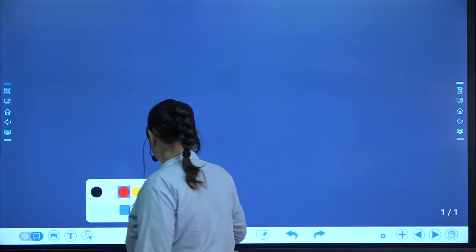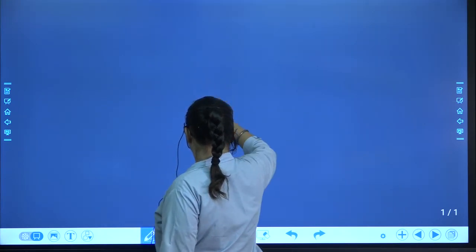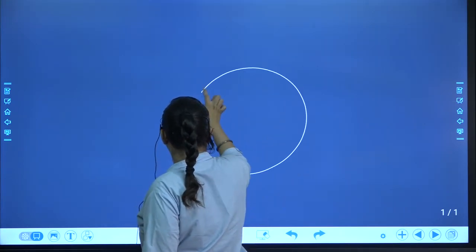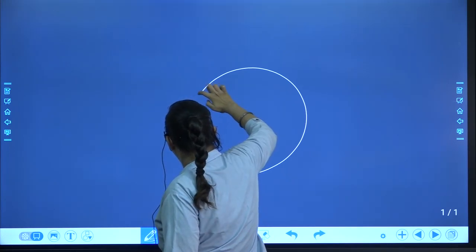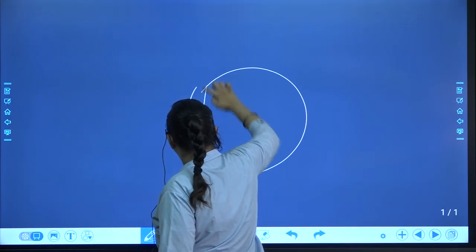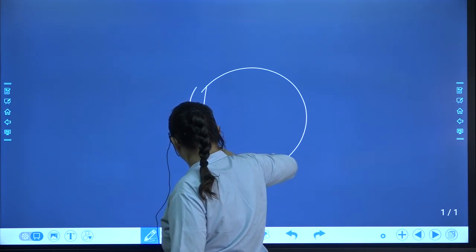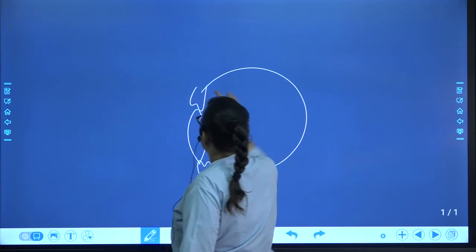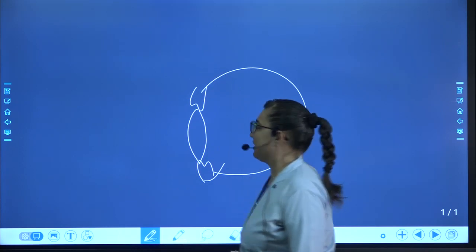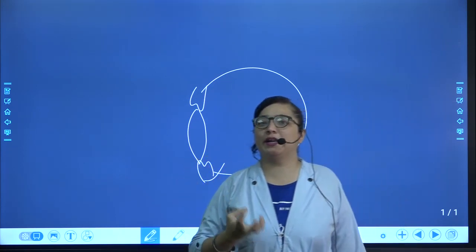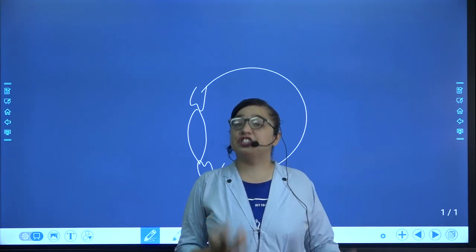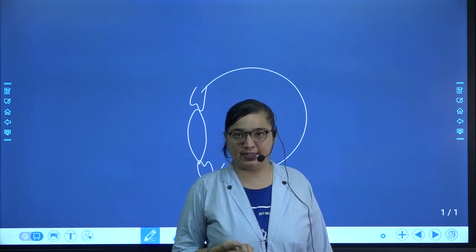In the human eye, over here there is the lens, and the lens is held by the muscles over here. What is the function of the ciliary muscles now? Ciliary muscles help in holding the eye lens and changing the focal length of the eye lens.